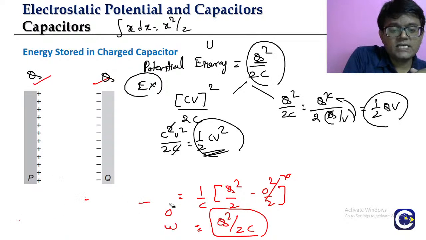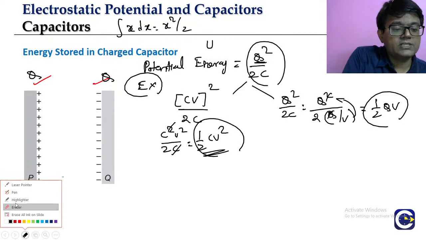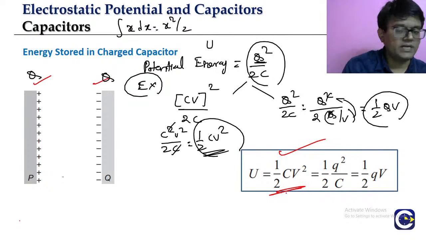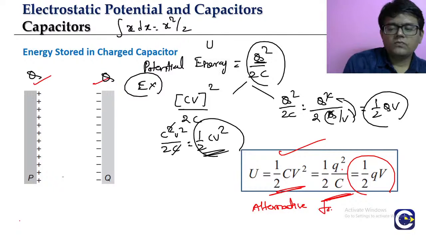So these are the three alternative formulas that we can use for finding the potential energy stored by a charged capacitor. Look, we can use either half CV square, or Q square by 2C, or half into Q into V. So these are the alternative formulae for the potential energy.